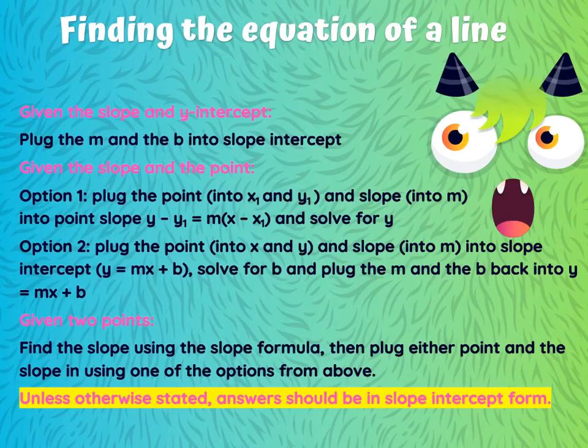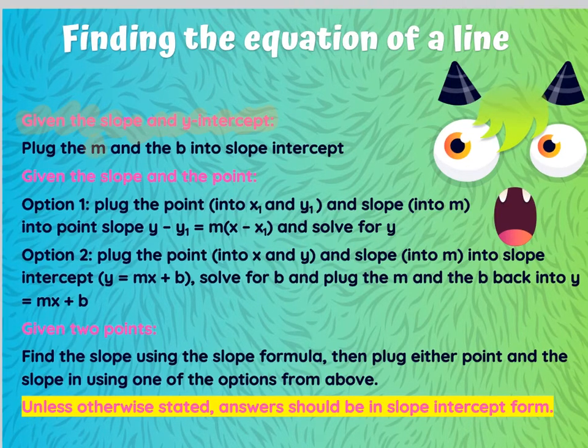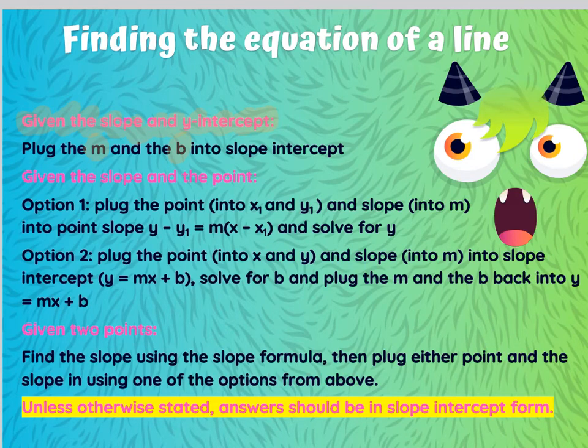Okay, so to find the equation of a line, you've got a different approach depending on the kind of information you're given. If I give you the slope and the y-intercept, then all you have to do is literally plug those numbers in. You would plug them into the m and the b, and that's it. You would leave y as y, x as x, but the m gets replaced with the slope, and the b gets replaced with the y-intercept, okay? Those are the easy ones.